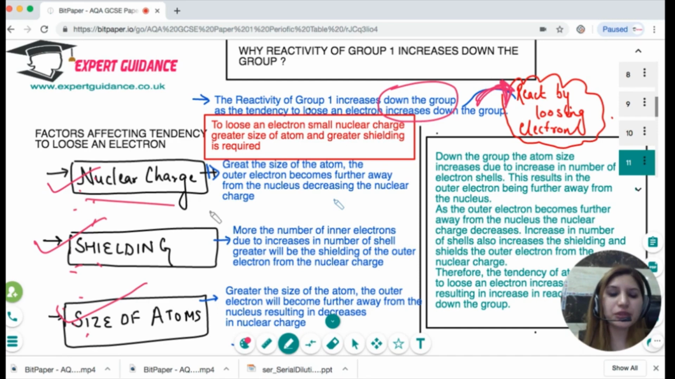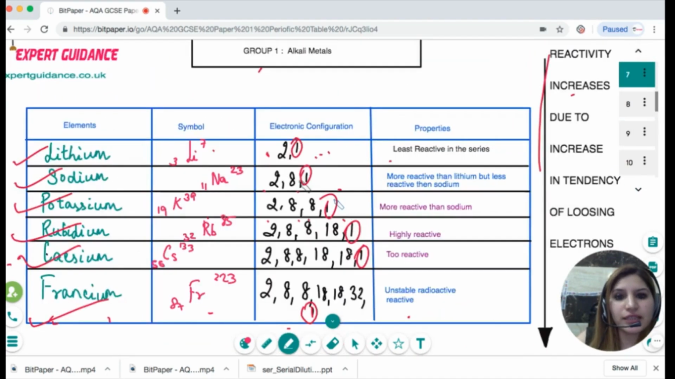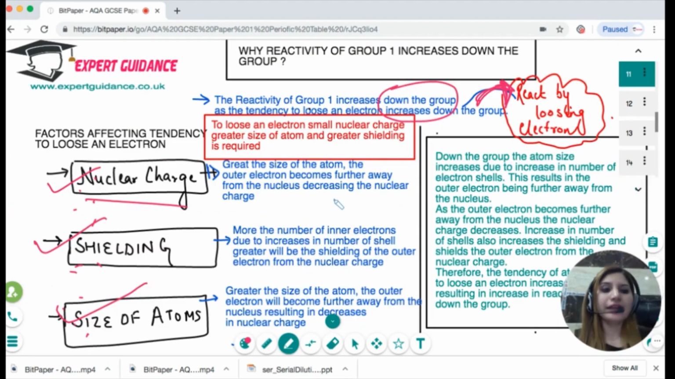First is the nuclear charge. Now, if the nuclear charge is smaller, the outer electron will be weakly held by the nucleus and can be lost easily. So once we go down the group, if you see the electronic configuration of the group 1 elements, can you see that the shells are increasing? So there are more electrons being added, and the atom is getting bigger in size. As the atom is getting bigger, the outer electron is getting further away from the nucleus, so the nuclear charge decreases.